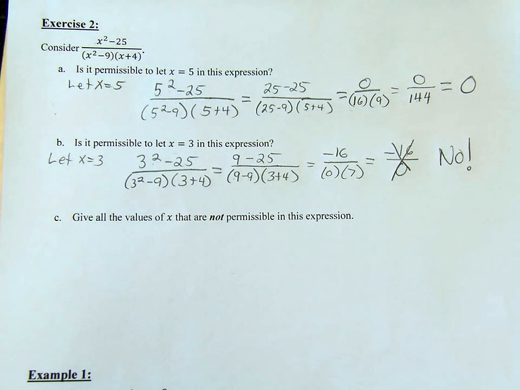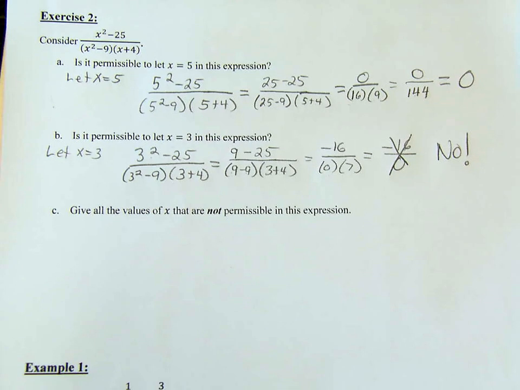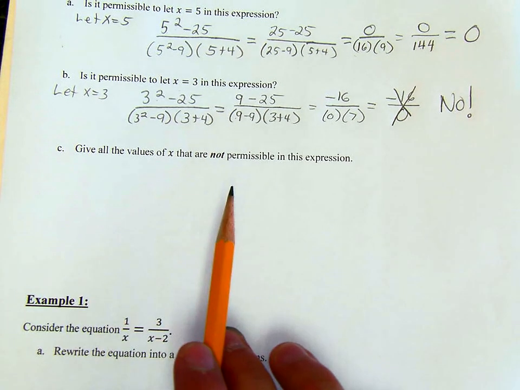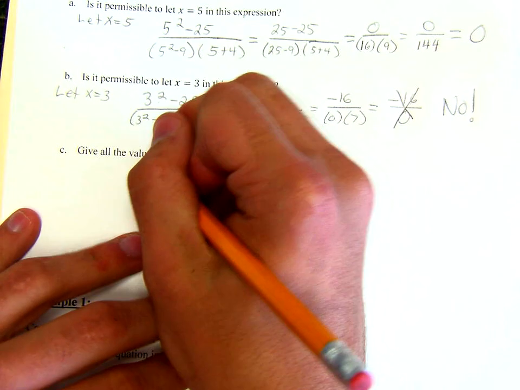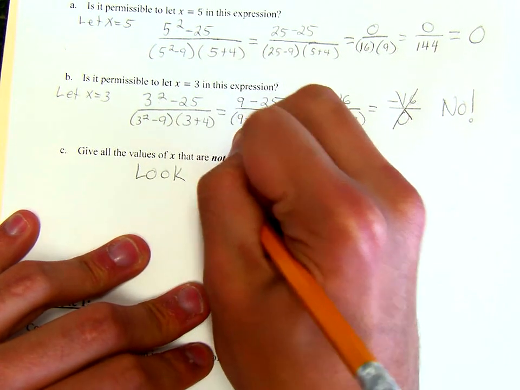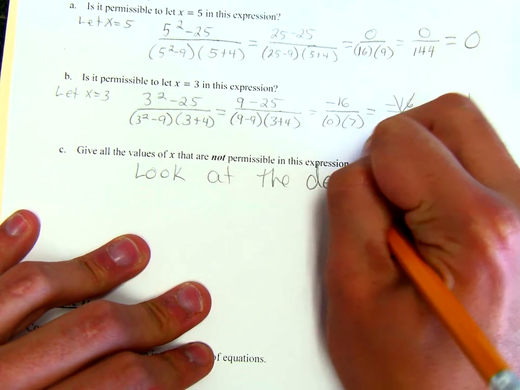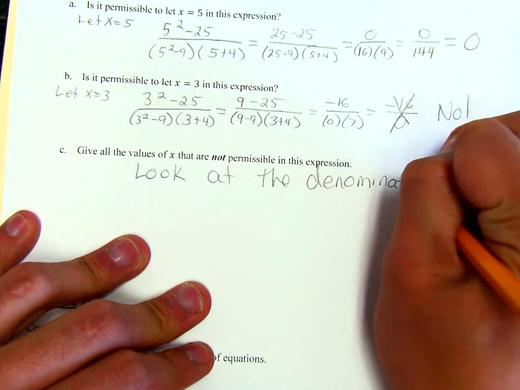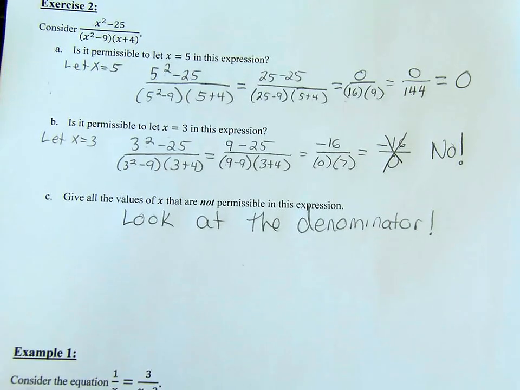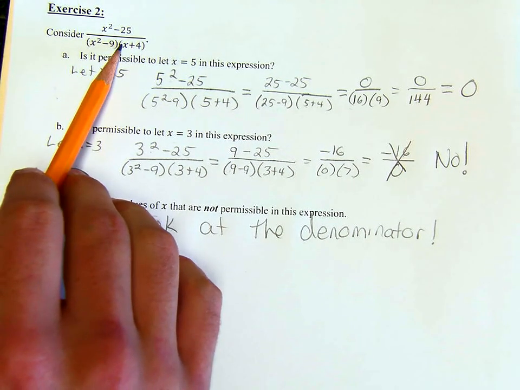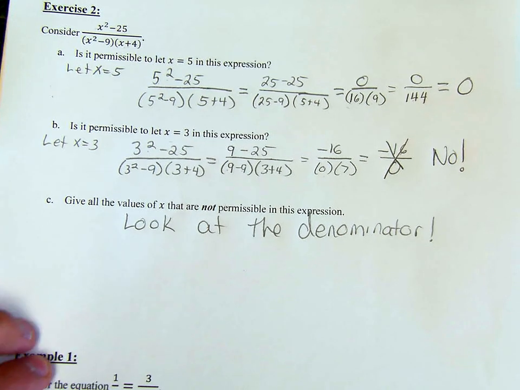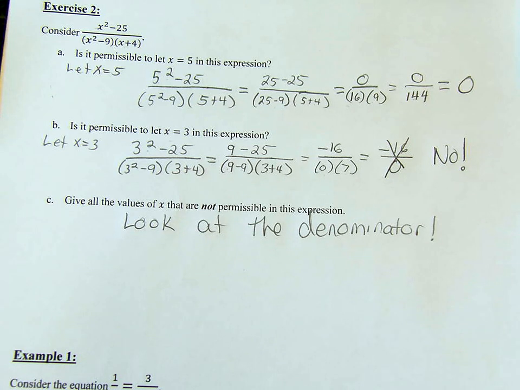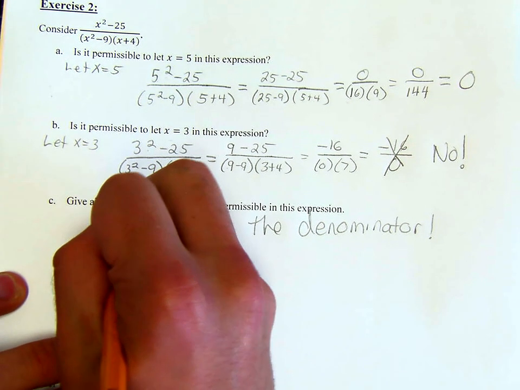So looking at this, they want us to give all of the values of x that are not permissible in this expression. So basically, we're going to just look at the denominator. And if we look at the denominator in this case, we have x squared minus 9 can't be 0, and x plus 4 cannot equal 0. So let's find those values for x squared minus 9 is equal to 0. And we have x plus 4 is equal to 0.